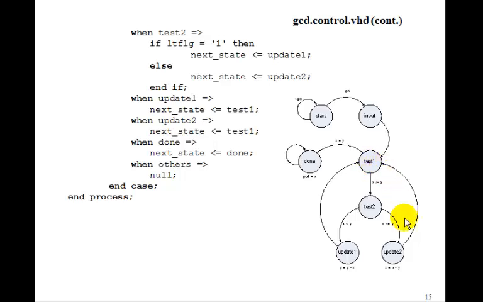So you'll notice that this loop here from test 1 essentially implements our while loop, you see. You're going to keep going around this state diagram until x becomes equal to y, in which case you go to done.